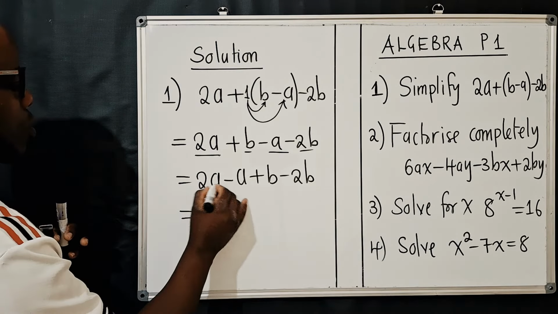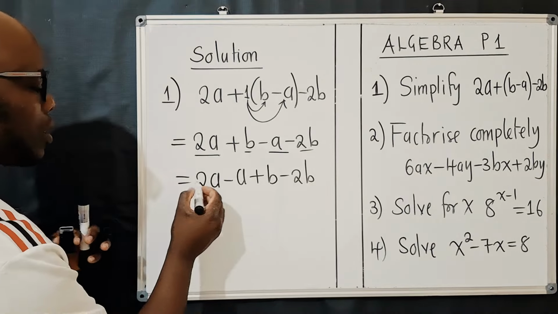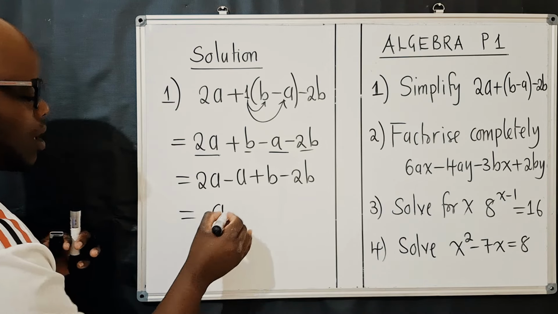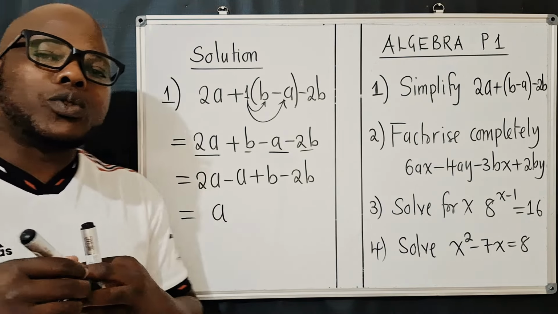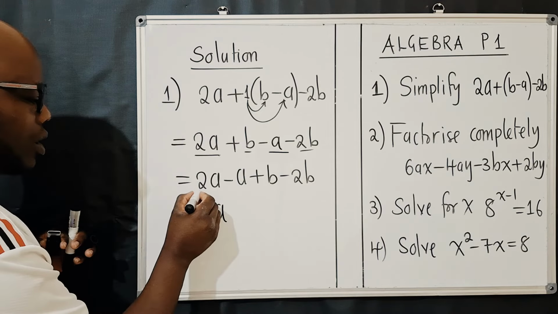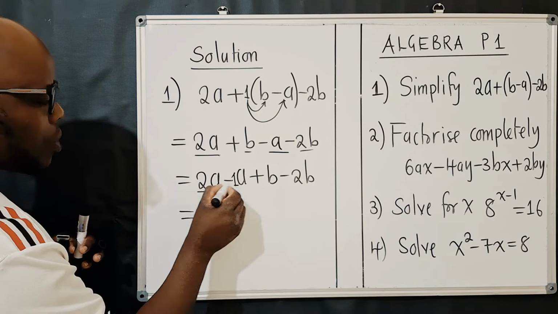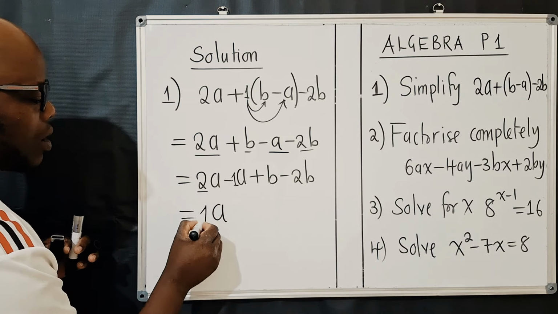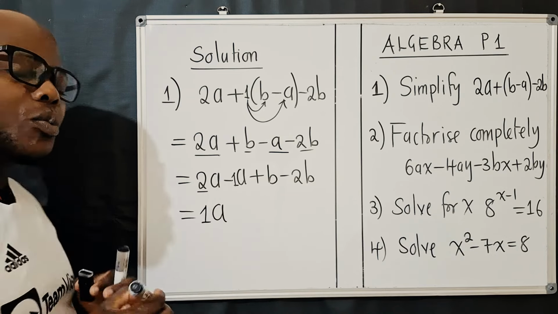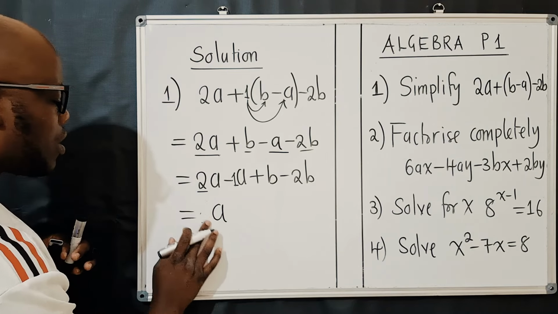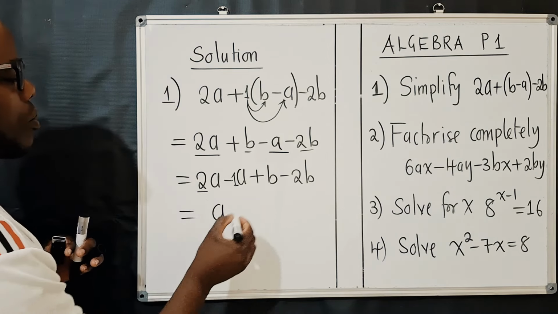The next step here will just be to add or subtract. So 2a minus a, that is a. So you normally go to the numbers, the coefficients. So you just say this is 2 and there is a 1 here. So 2 minus 1, it's a 1. And then you get the letter, you put it right there, which is 1a. And for 1a, you can just write it as a.